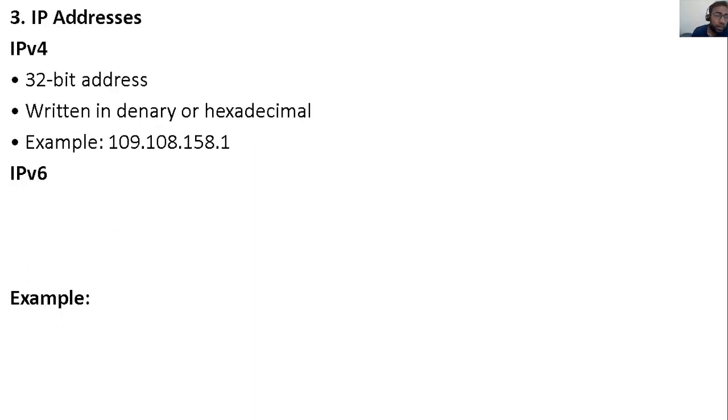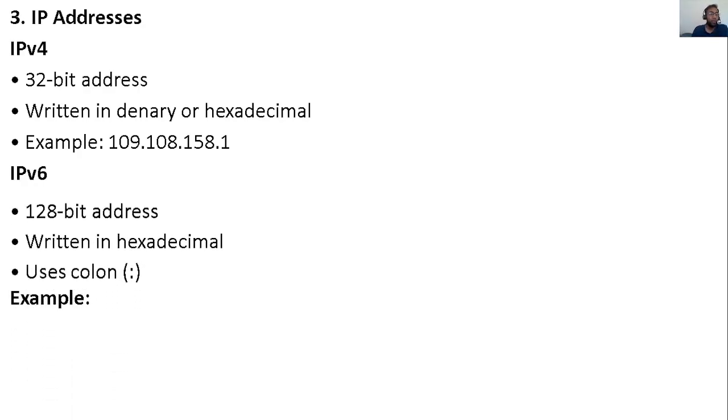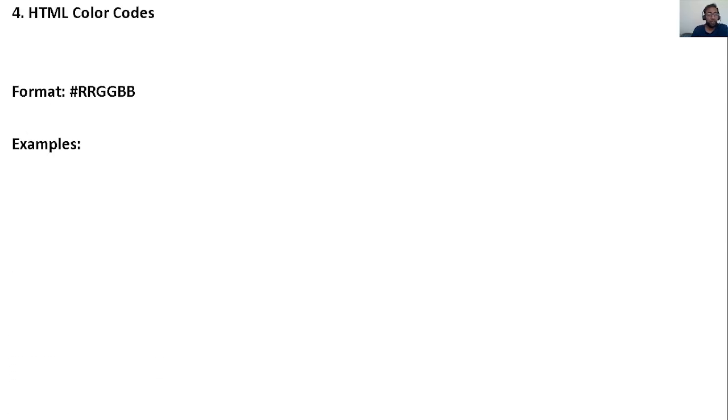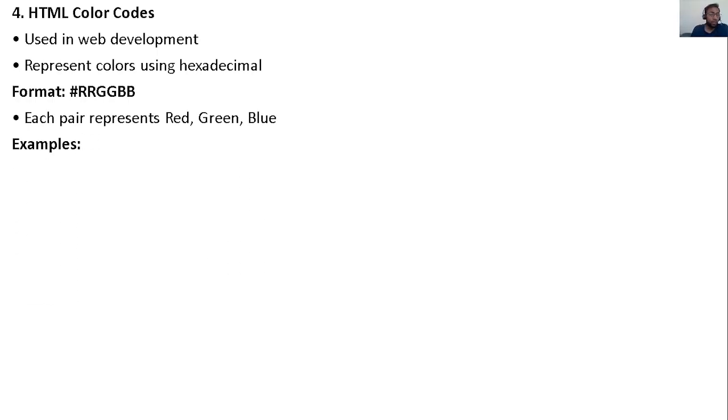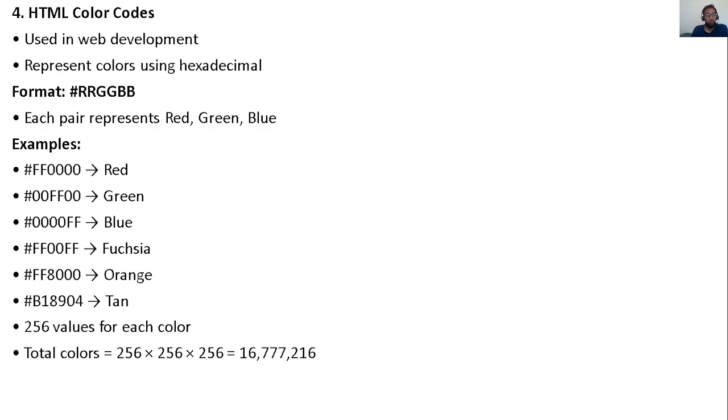Then we have IP addresses, IPv4 and IPv6, in your mobile phones. These addresses use colons, and these are the numbers. And then we have HTML color codes used in web development, which represent colors using hexadecimal. Red, green, and blue: the first two digits represent red, the next two represent green, and the next represent blue. So these are our different color values, and this is the total number of colors. As we have red, green, and blue, we can get numerous colors by their combinations.